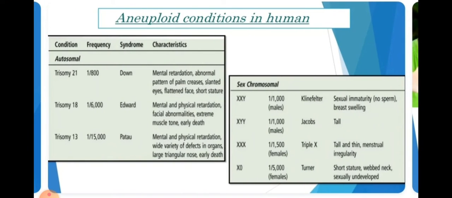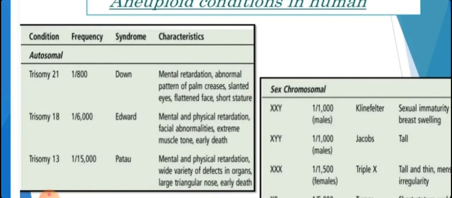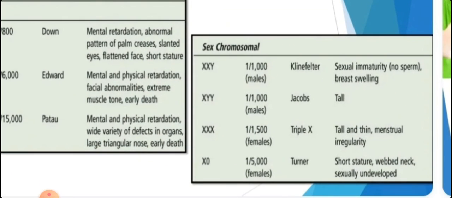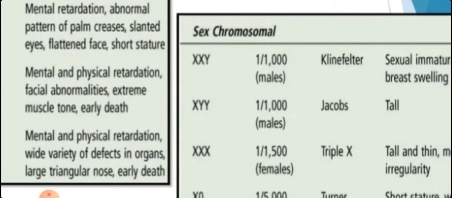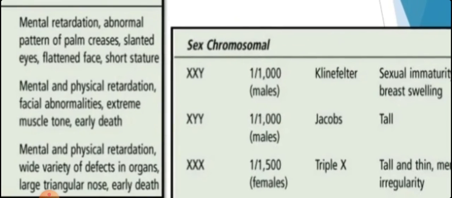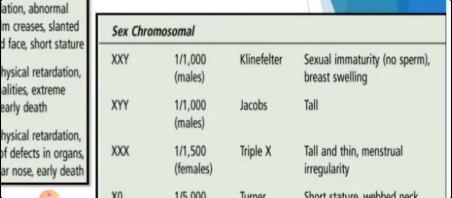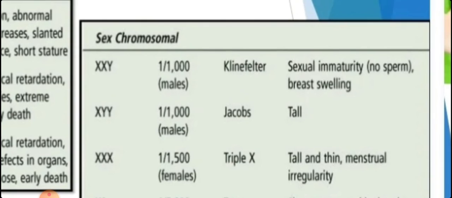Aneuploid conditions in humans. Here you can see the trisomy, which means having three copies of chromosome 21, an autosomal condition. And here you can see this chart. Here double X is there, meaning the extra X chromosome in a female, and here it will be the males. The syndrome which is produced in the male is known as Klinefelter syndrome, meaning an extra X chromosome is present in the males. That's why it is known as Klinefelter syndrome.